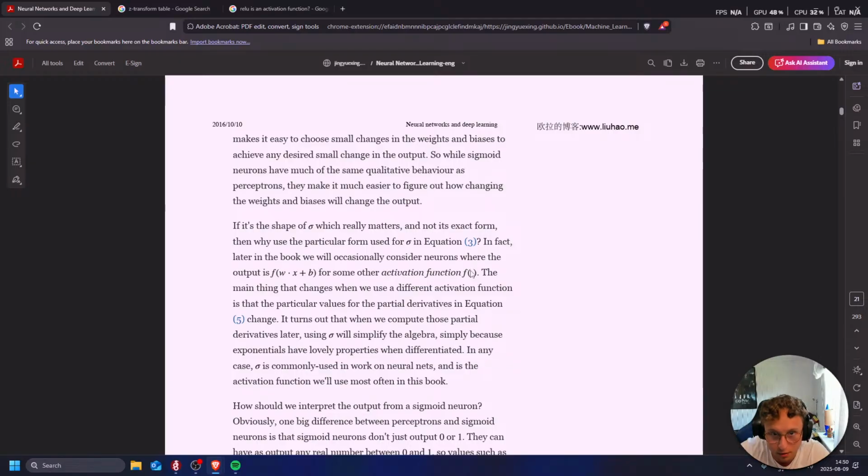The main thing that changes when we use a different activation function is that the particular values of the partial derivatives in equation 5 change.